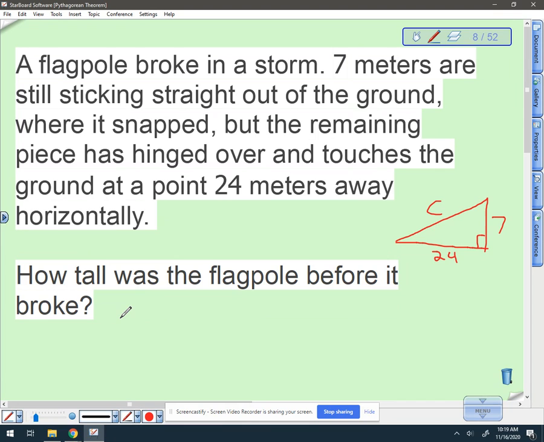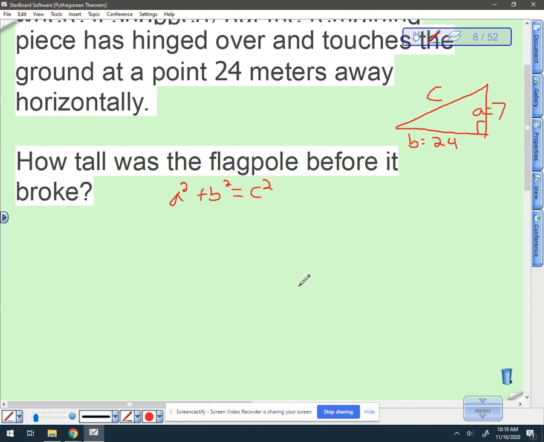Now, this one has a little extra part to it because it says how tall is the flagpole before it broke. So you got to do an extra step beforehand or when you're done. But we're going to ignore that right now. All I want to know is what's this missing side? So we need to pick our A and our B. Doesn't matter which one's which. Let's just say we'll use 7 for A and we'll use 24 for our B. So you've got your formula. A squared plus B squared equals C squared. So go ahead, pause the video, give this one a try and see what you come up with.